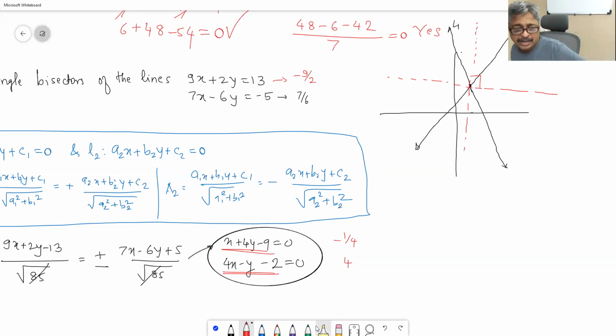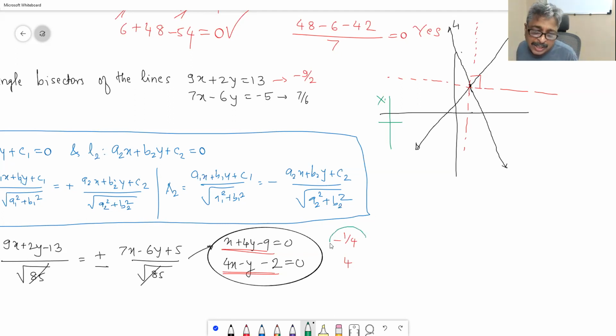Unless they are parallel to the x-axis and y-axis. Suppose you end up getting angle bisectors like this. Then we cannot say one is positive and another is negative, because one has slope 0 and another has slope undefined. So except this condition, every time you will get two bisectors, one with positive slope and another with negative slope.